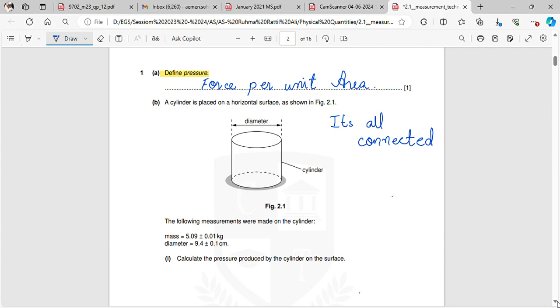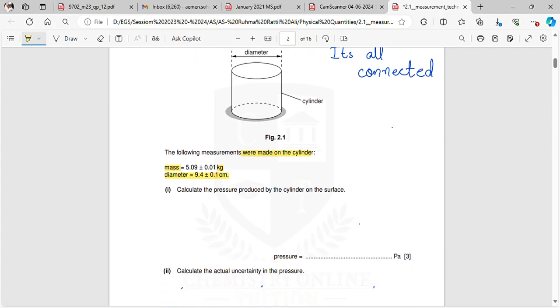Now in the second part, they are saying a cylinder is placed on a horizontal surface as shown in the figure. The following measurements were made on the cylinder. Mass is given in kilograms and the diameter is given in centimeters with the absolute uncertainties. They are asking you to calculate the pressure produced by the cylinder on the surface. Now I told you it's all connected, right? In the first part they asked you for the definition and now they are asking you for the calculation.